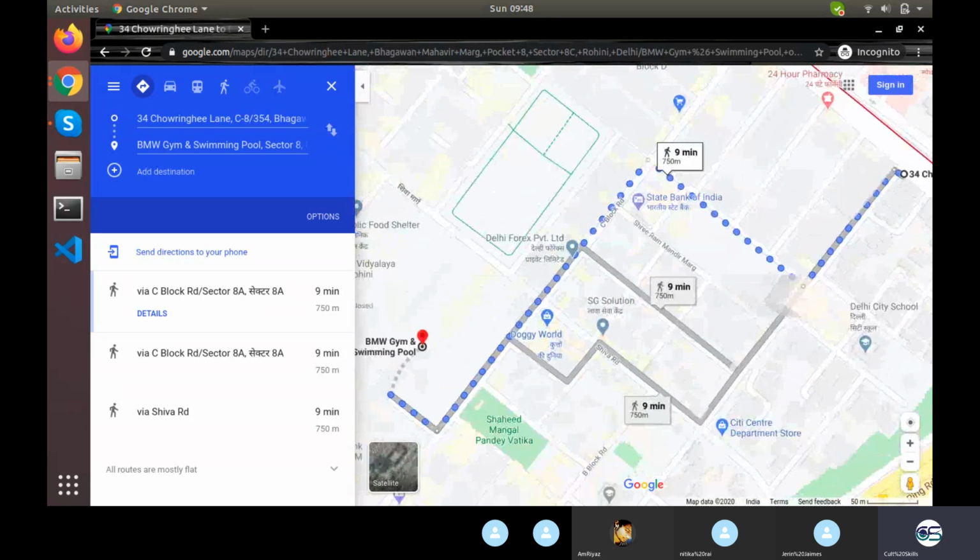And the reason for that is the Google map, this 750 meters is the orthogonal distance, also known as Manhattan distance. But if you will go from this point to this point directly with the help of Euclidean distance, I don't think it will be more than 300 or 400 meters, or at max 500 meters.